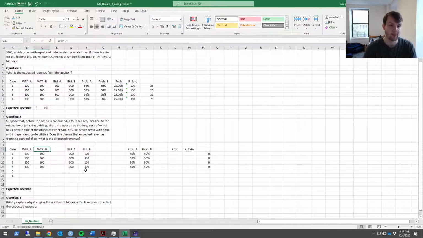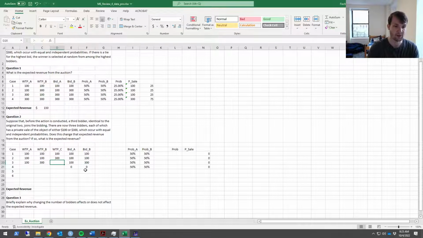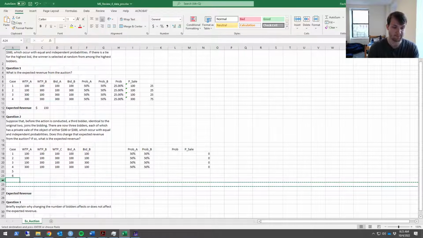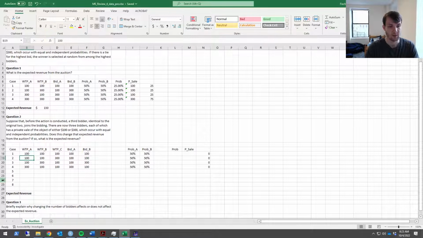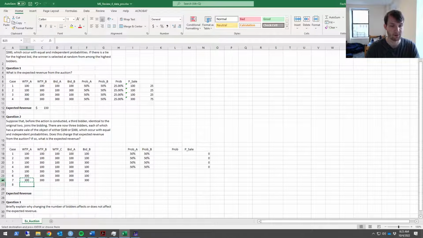We're going to get 2 more cases, right? We're going to have a willingness to pay of C. And now we can have cases in which everyone is willing to pay 100. We're going to have cases in which the willingness to pay of A and B is 100, and of C is 300. We can have 100, 300, 100, 300, 100, 100. Oh, sorry, it's actually 8 cases that we can have now. 100, 100, 100, 100, 100, 300, 100, 300, 300, 300, 100, 300, 300, 300, 100, and everyone can have 300.